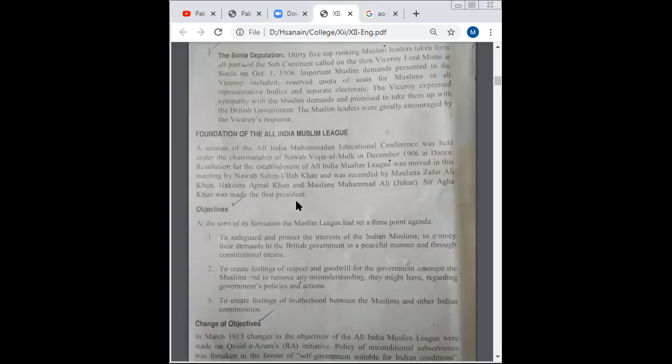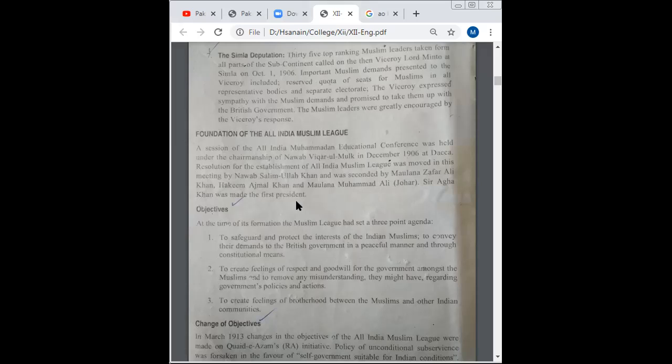This is the first part of the establishment of the Muslim League. The second part contains three topics. The first is the foundation of the All India Muslim League, the second, the objectives, and the third is the change of objectives. Let us discuss the first topic of the second part of the question, the foundation of the All India Muslim League.